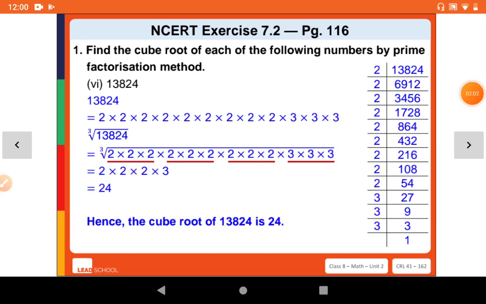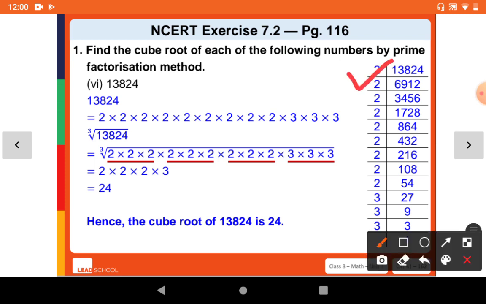Here is part number 6, 13,824. The prime factorization of this number is quite lengthy. You can check from here. Then finding the cube root of 13,824, we have got that 24 is the cube root of the given number.